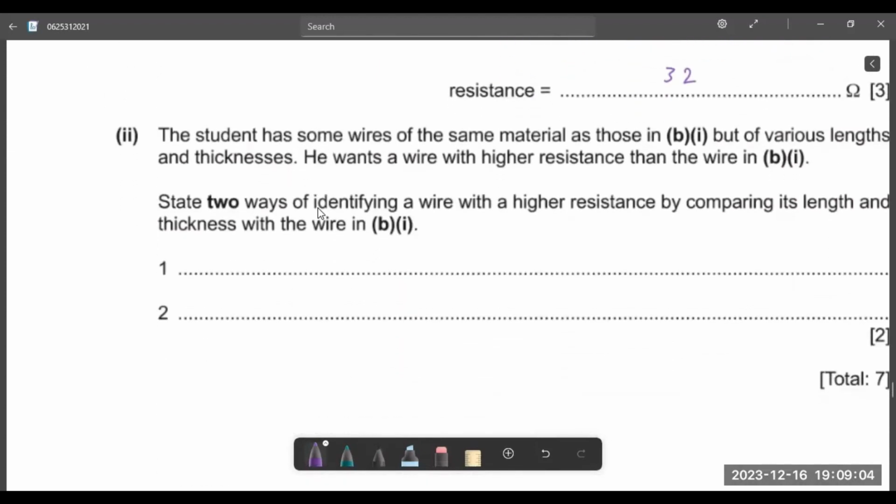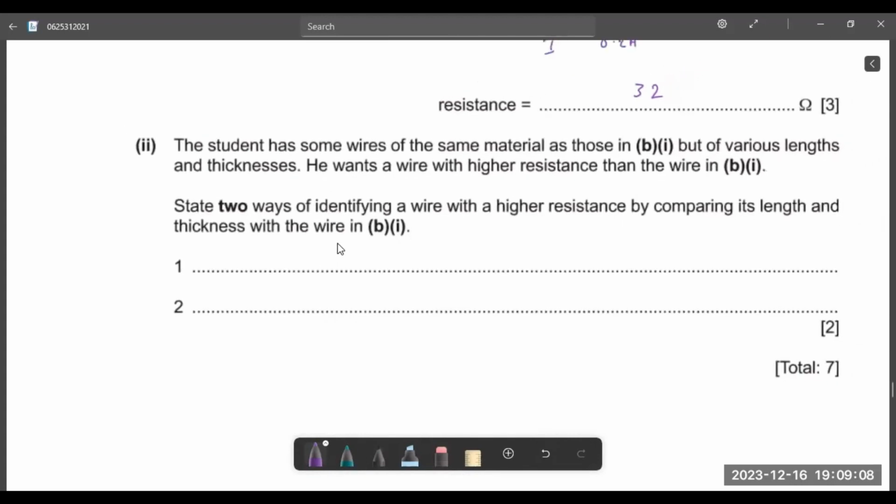The student has some wires of the same material as those in question B1 but of various length and thickness. So length is different, thickness is also different. He wants a wire with higher resistance than the wire in B1. State two ways of identifying a wire with higher resistance by comparing its length and thickness.